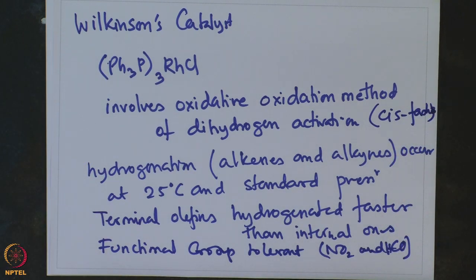So, these are a few attributes of this homogeneous catalyst, which is Wilkinson's catalyst. Wilkinson's catalyst is a rhodium(I) complex, tris(triphenylphosphine)rhodium chloride. It involves dihydrogen activation by the oxidative addition method. This oxidative addition occurs in a cis fashion. The hydrogenation conditions are really mild, at 25 degrees centigrade and standard pressure, so that gives a very good efficiency for this catalyst. Hydrogenation of terminal double bonds occurs faster than hydrogenation of internal olefins. The catalyst is functional group tolerant, and dihydrogen addition occurs in a cis fashion. So, these are key attributes of Wilkinson's catalyst, which is an alkene and olefin hydrogenation catalyst.